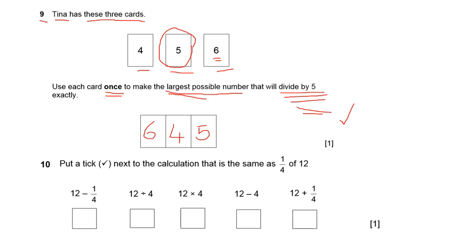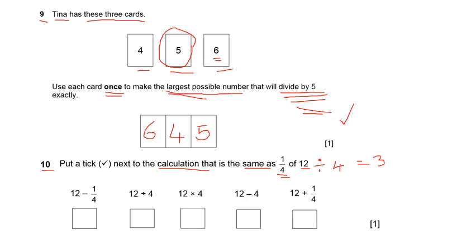Question 10. Put a tick next to the calculation that is the same as 1/4 of 12. So 1/4 of 12 is the same as saying 12 divided by 4, which is 3. Let's check. 12 minus 1/4. No, 12 minus 1/4 is not.